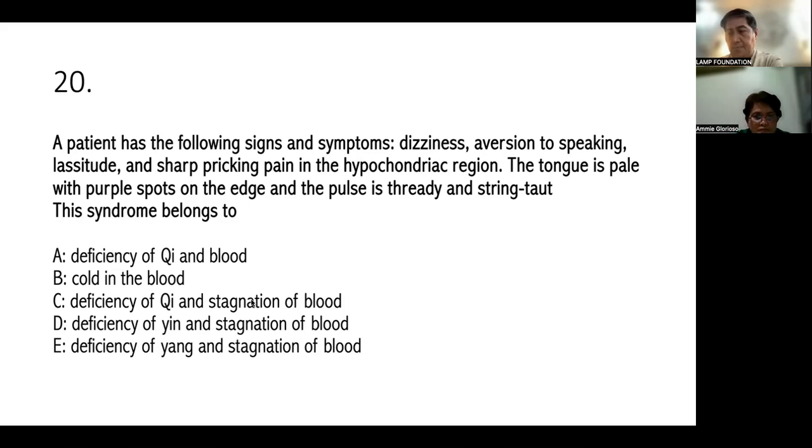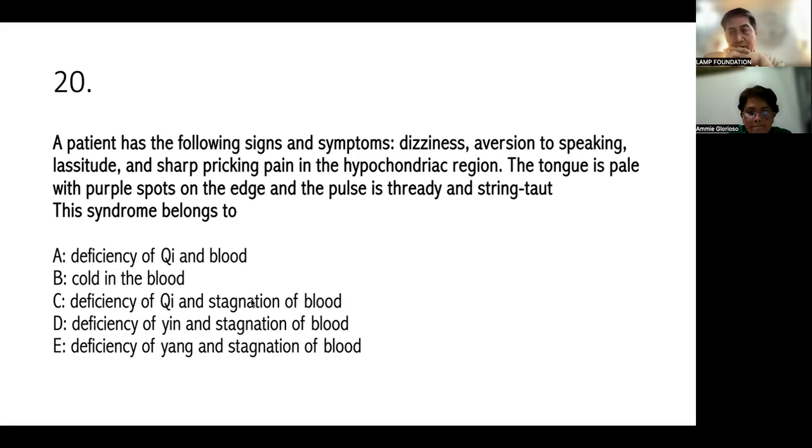Wait lang. Yes po. Okay. Answer is? Letter C, Doc. Deficiency of chi and stagnation of blood. Okay, very good. So let's now call on... Thank you. You did a good job. Thank you, Doc.